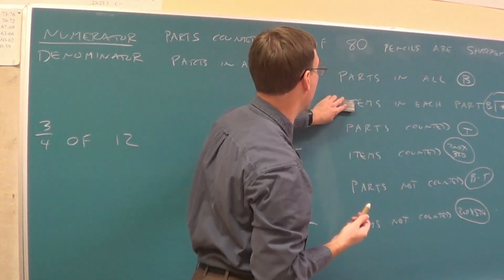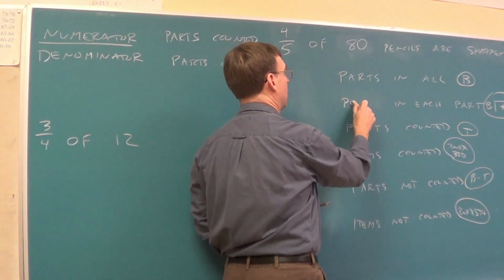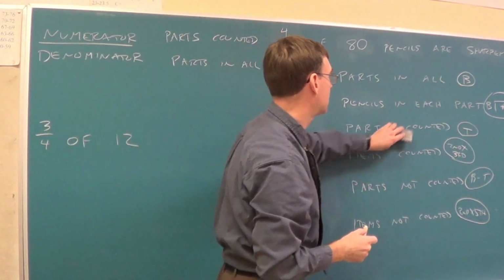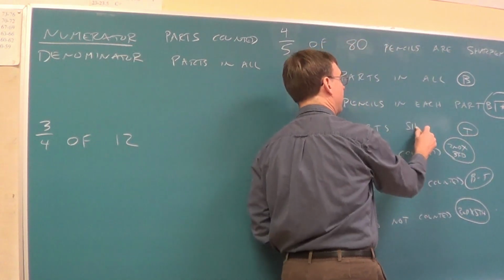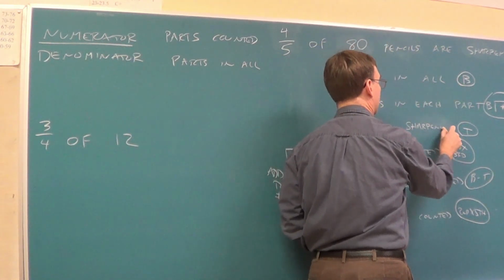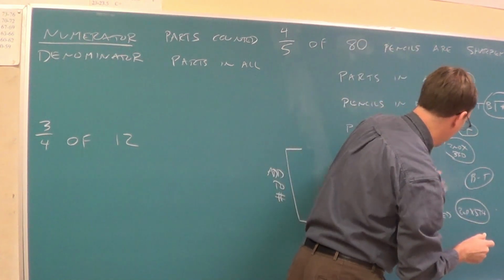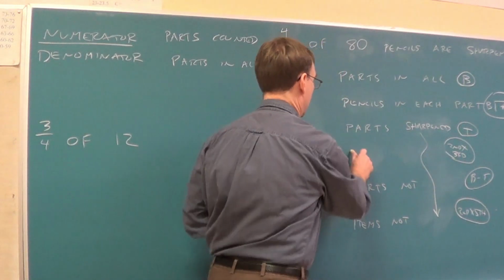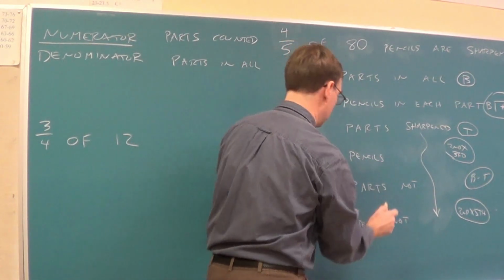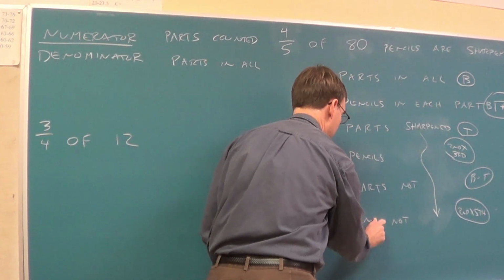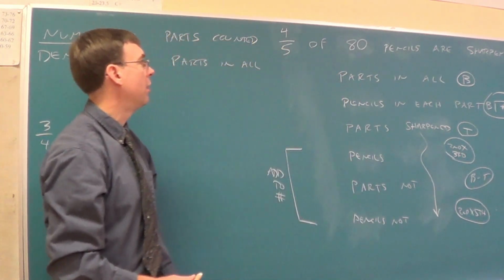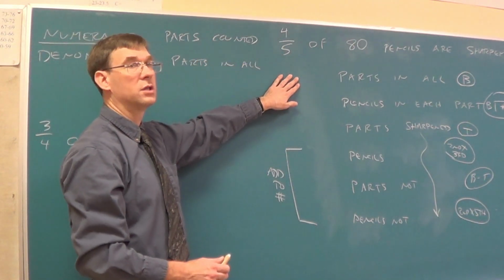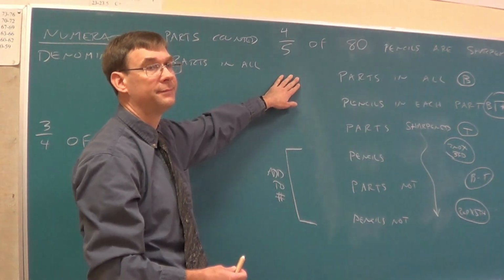But they'll ask you about parts. Then they're going to ask you about the pencils for this story. They'd ask us about parts, but they won't say counted. They'd say sharpened. For all of these, they'd say sharpened. Here, they'd be talking about the pencils. So if we got 80 pencils, we're going to sharpen some of them. We're going to sharpen 4/5 of them. Parts in all. Somebody with a hand?